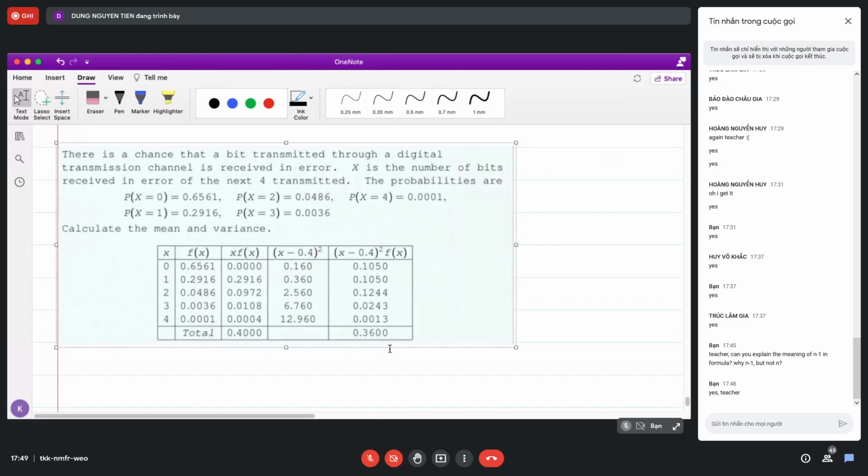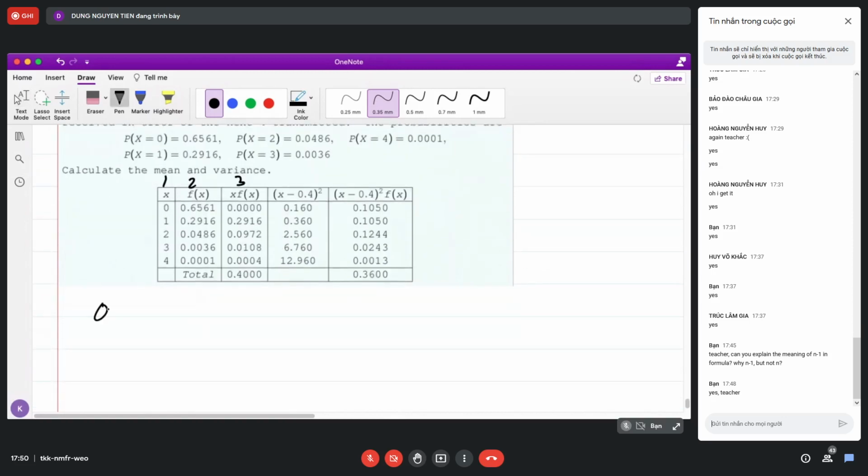Suppose that x is a random variable taking the values 0, 1, 2, 3, 4 with a probability function like this, and you come up with this table. You multiply the first and the second columns to get the third column, and then you get 0.4. What is 0.4? 0.4 is the sum of x f of x, so it is the mean value of x, the average value.